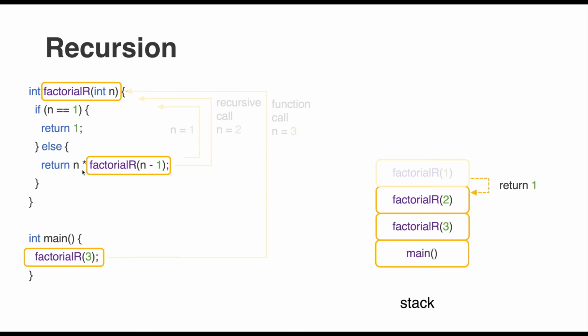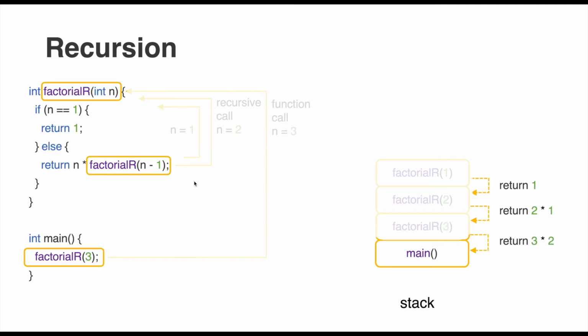So 1 times n being 2. So 2 times 1, it returns the value of 2 times 1 back to the next function in the stack, which is factorial r of 3. Factorial r of 3 is 3 times 2 times 1. That is returned to our main function.